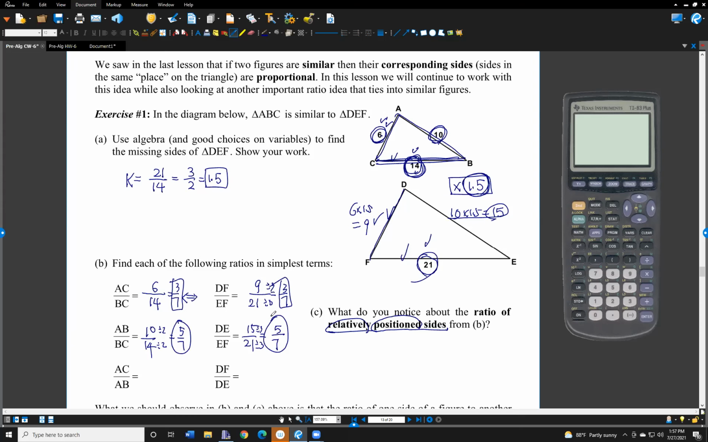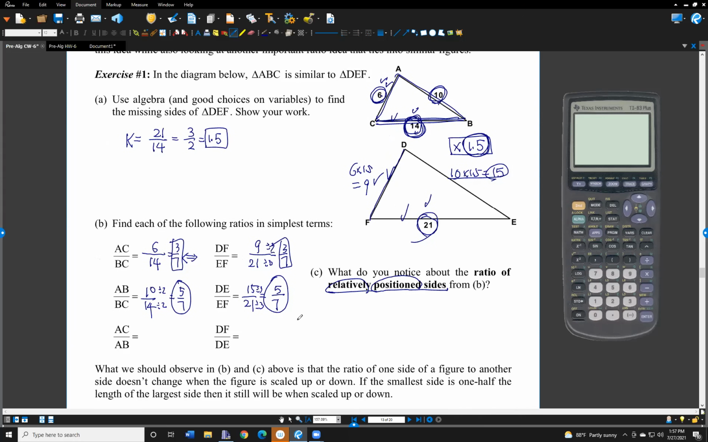Another relative side, AC over AB. Where is the AC? AC is 6. AB is 10. DF, this one relative, this one, right? 9 over 15. It is the same ratio. Check it out. Divided by 2 is 3, divided by 2 is 5. 3 over 5. Divided by 3 is 3, divided by 3 is 5. 3 over 5, the same ratio. Remember, the ratios of relative position sides are equal.